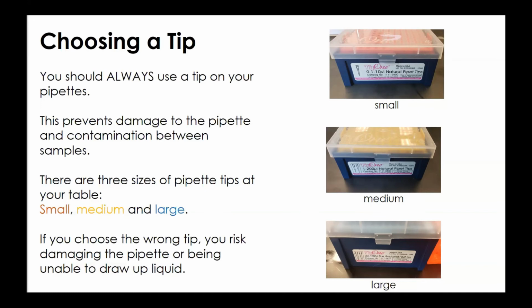You'll notice that there are three sizes of pipette tips at your table. Small, which are kind of orange, medium in a yellow tray, and large in a blue tray. If you choose the wrong tip, you risk damaging the pipette or being unable to draw up liquid. The small tips always go with the P10 only. The medium tips are for both the P20 and the P200. The large tips are only for the P1000. So let's look at an example of getting tips and how to tell if you've gotten the wrong size tip on your pipette.